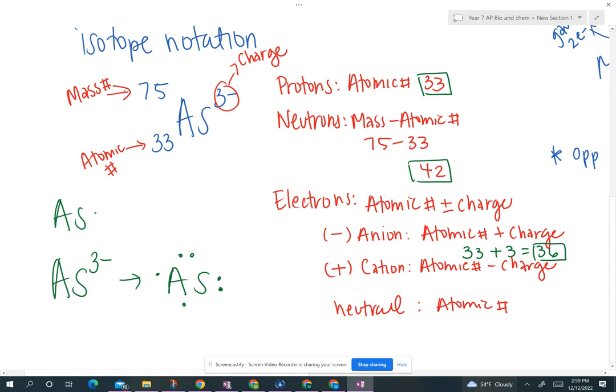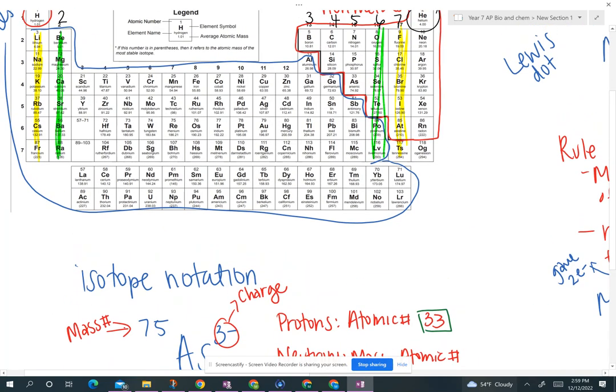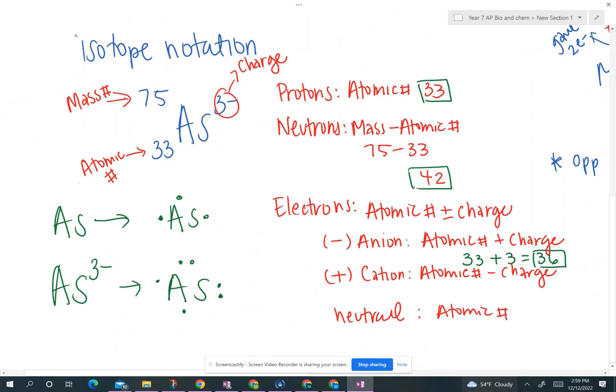A regular arsenic would mean that I have 3, 1, 2, and 3. Hold up. Arsenic, 5. Sorry, 5. Arsenic usually has 5 valence electrons. In this case, I'm a 3- charge, which means I have 3 extra electrons. So now, if I'm using a 3- charge, my arsenic is going to have 8 valence electrons. So just keep that in mind.